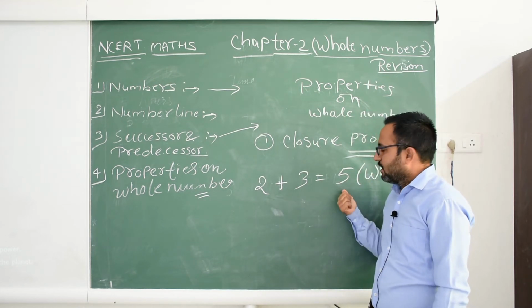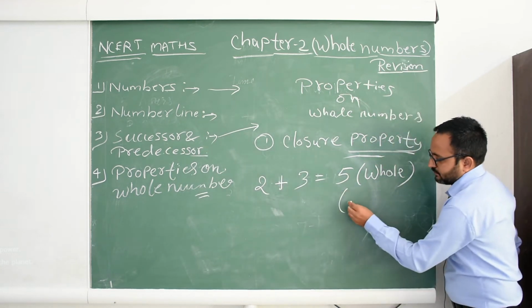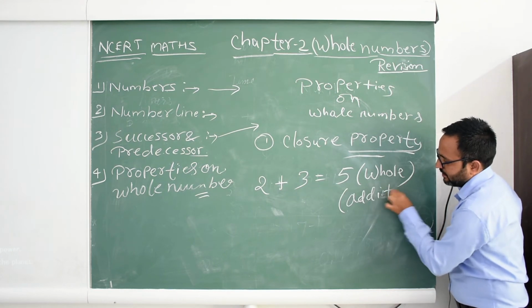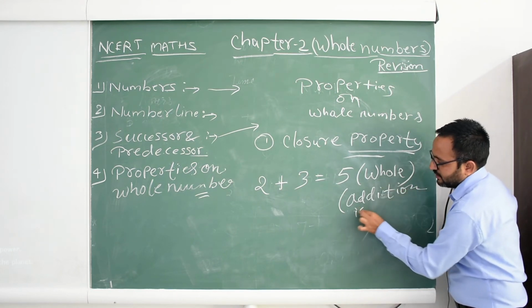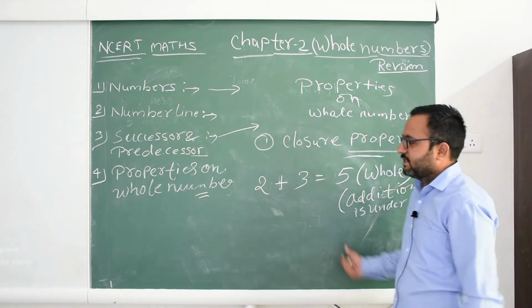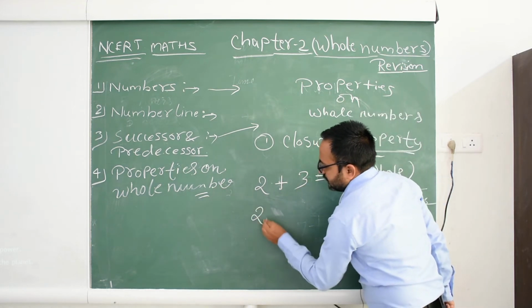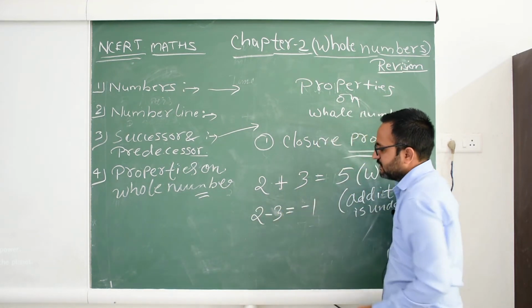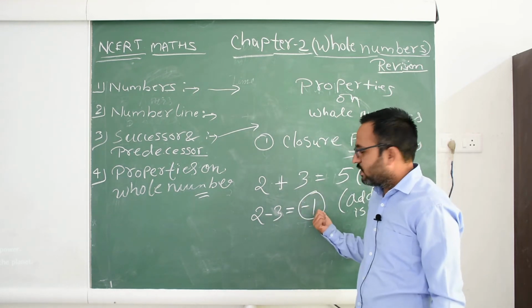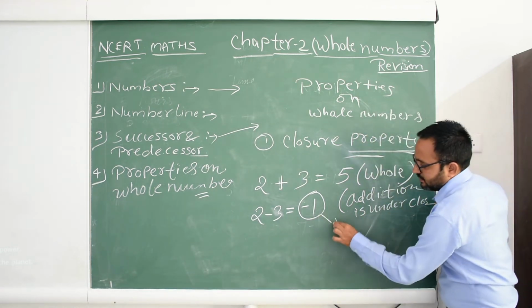If we get a whole number in the case of addition, we say addition is closed. In the case of subtraction, 2 minus 3 is minus 1, but minus 1 is not a whole number. So subtraction is not closed.